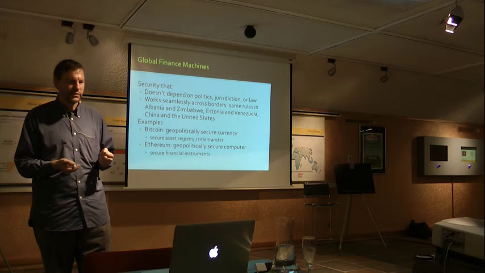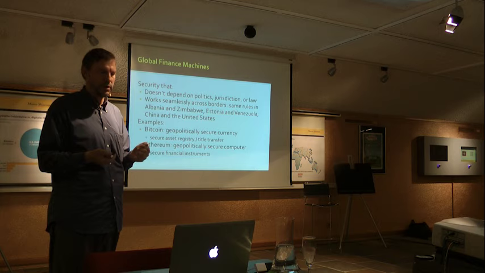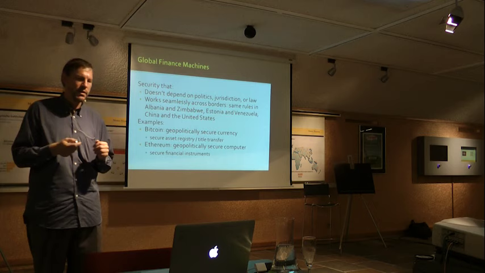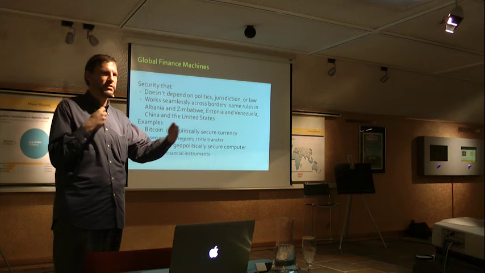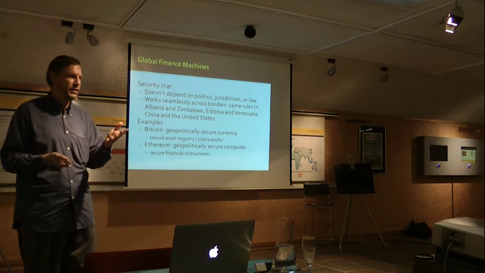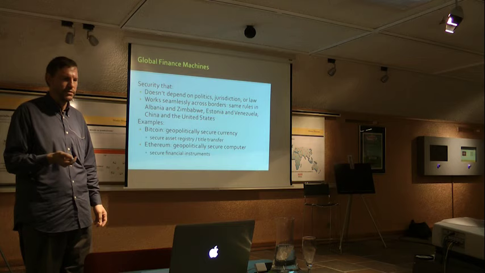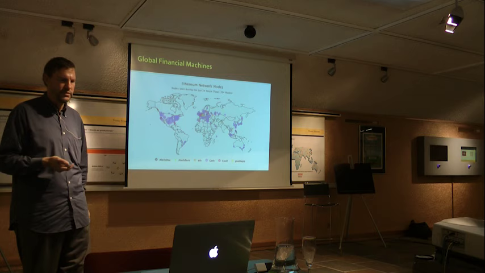So, global finance machines. Another way to think about these things is that we're entering the era of global finance machines, where not just cryptocurrency is a huge part of it and the core of it, but the smart contracts dealing with that cryptocurrency will enable us to do a whole bunch of financial transactions, up to and including mimicking the behavior of traditional financial instruments. And it doesn't depend on jurisdiction, politics, or law. It works seamlessly across borders. And so, of course, Bitcoin is a geopolitically secure currency and asset title transfer, and that's what our hosts today are doing: secure registry and title transfer, taking advantage of that. And Ethereum is a geopolitically secure computer, and that will allow a really broad array of financial instruments. I'll give some other examples here of things we could or might be able to do with Ethereum.